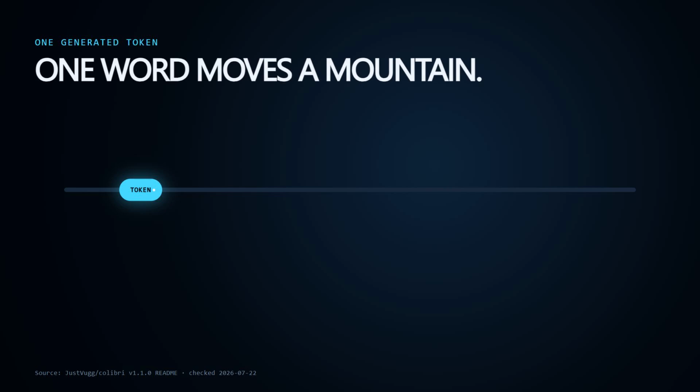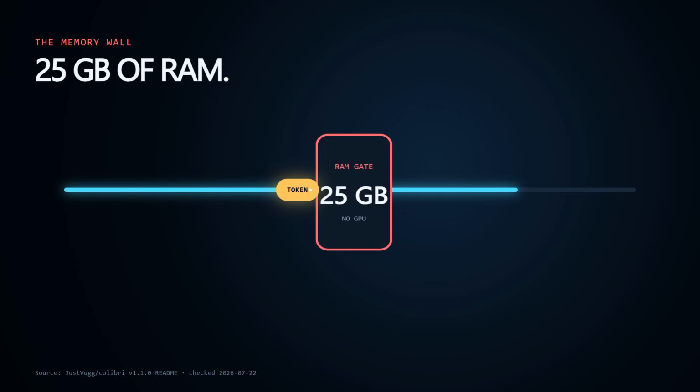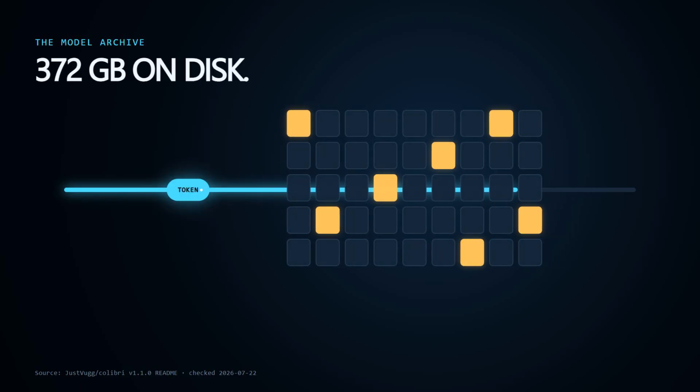This tiny blue token is about to generate one word, but before it can, a laptop with 25 gigabytes of memory may have to move roughly 11 gigabytes of model weights for one token. The model is GLM 5.2, a 744 billion parameter class mixture of experts. The file on this drive is about 372 gigabytes. The machine has no GPU, and yes, the token can still make it through.